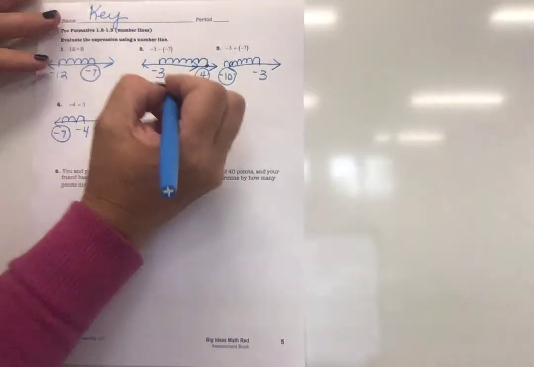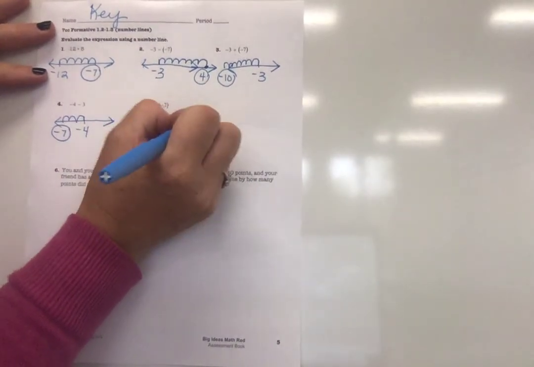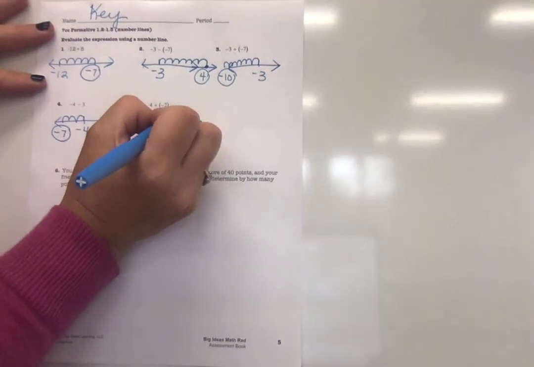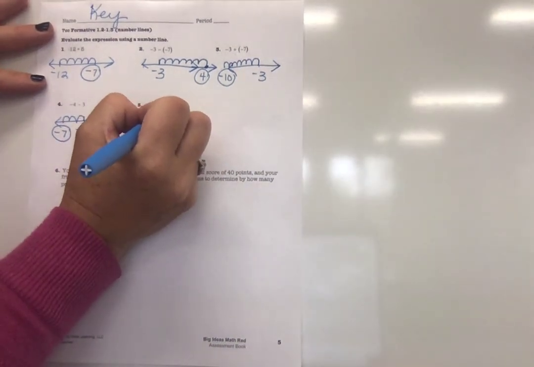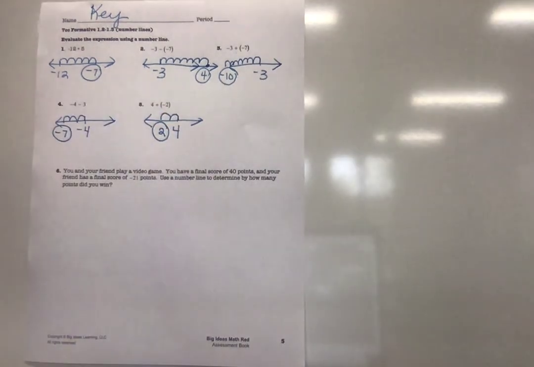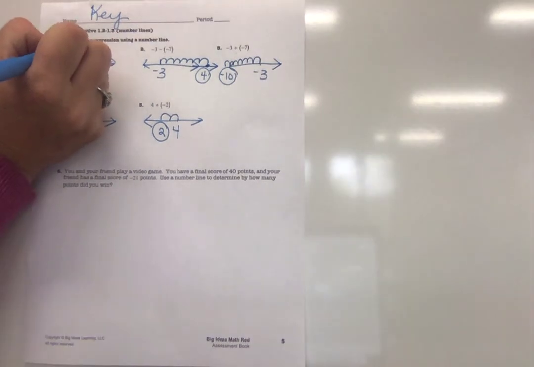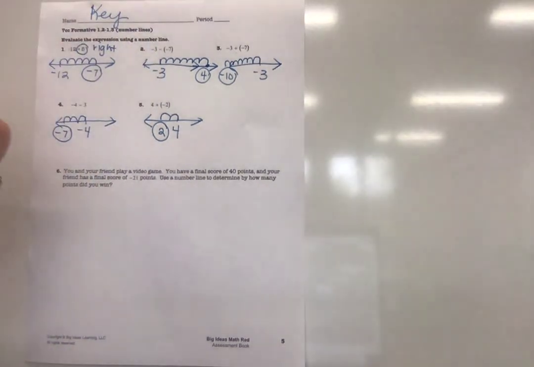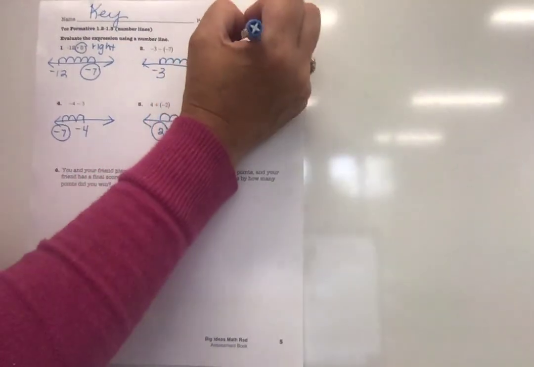In number 5, I am going to start at 4, and I am going to the left 2, 1, 2, which puts me at 2. Now, if I am adding a positive, I go to the right. If I am adding a negative, I go to the left.